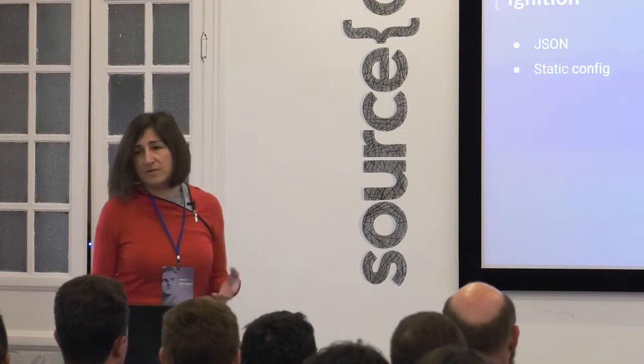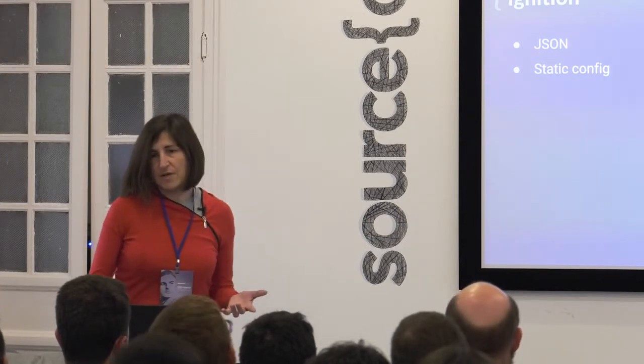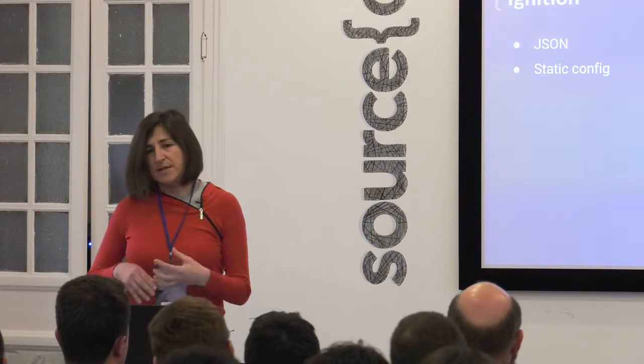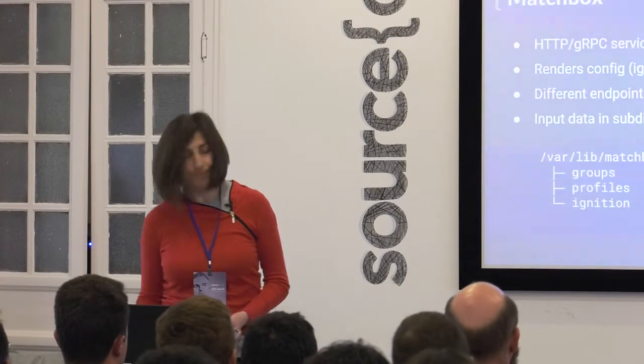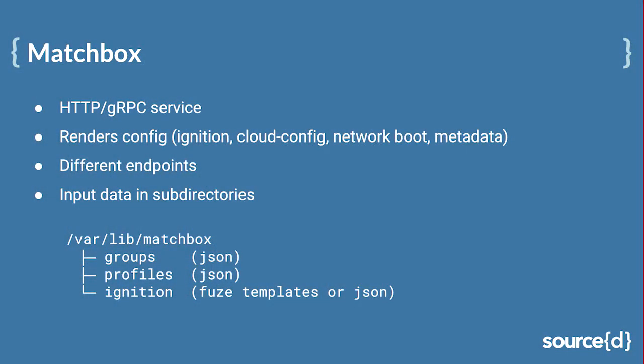Anyway, we don't need that, because we are using Matchbox to help us build the Ignition files using specific values for each host. So what's Matchbox? It's a service, an HTTP one in our case, that can render different types of configuration. The ones that we are interested in, of course, are Ignition and network boot configuration, especially, apart from metadata. And for each of these different types of config, it offers different HTTP endpoints.